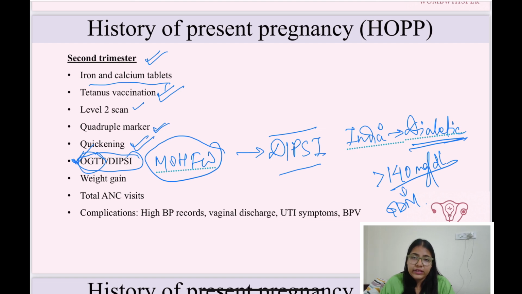For that we need fasting status, which I will talk about in detail when I teach diabetes in pregnancy. Either of these can be done, and we should ask the patient if this has been done or not.